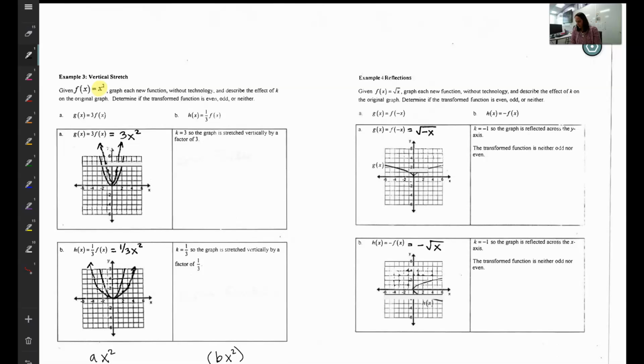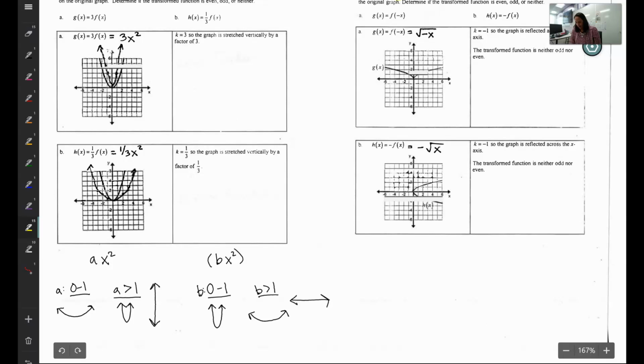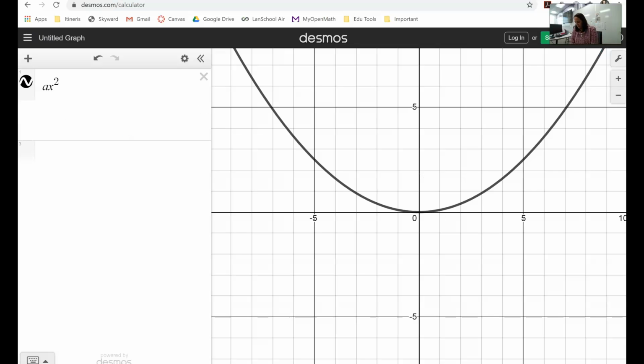Last ones are some reflections. Let's do square root of x. And we're going to have a negative on the outside of our root. So negative root x, and then a negative on the inside of our root. And then see what this does. So back to Desmos we go.